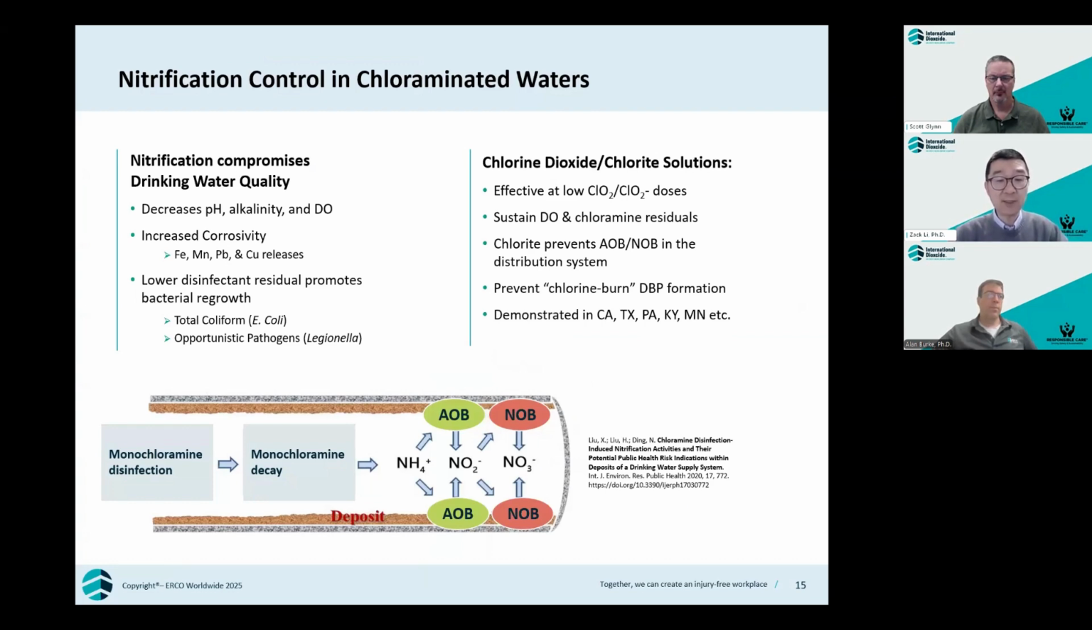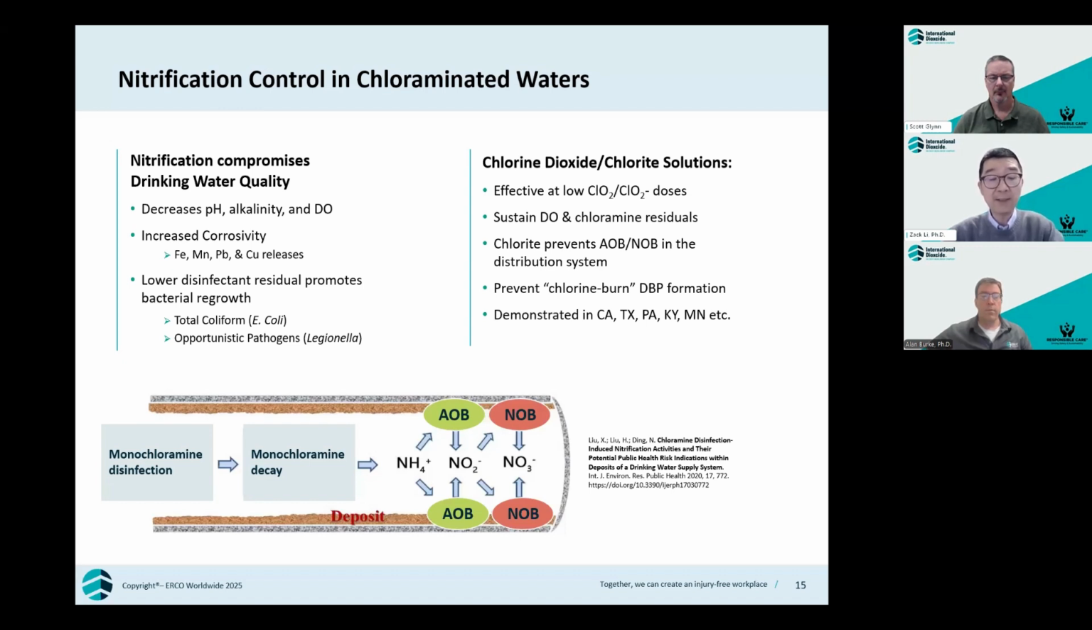Another application is nitrification control. Monochloramine is now widely used as a secondary disinfectant in drinking water distribution systems in the United States. However, its associated nitrification issue can cause consumption of dissolved oxygen and alkalinity in the distribution system, and decreases pH, especially localized pH, increases corrosion, and harbors bacterial regrowth, including opportunistic pathogen regrowth.